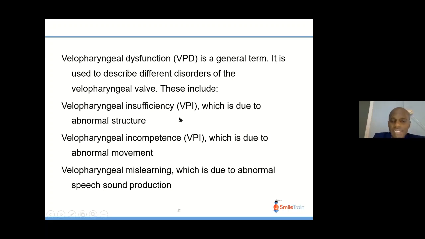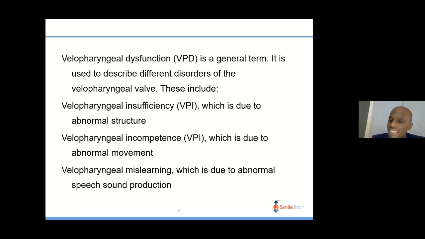But with incompetence, the muscles are normal, but there is incompetence due to maybe a nerve deficiency, which can occur in cerebral palsy, or when the patient has a stroke, or a nerve defect like aphasia or myasthenia gravis. In this, the whole structure looks normal, but the nerve that supplies the muscle is abnormal. So the patient has a velopharyngeal incompetence. And there's velopharyngeal mislearning. That's when the patient has abnormal speech sound production.